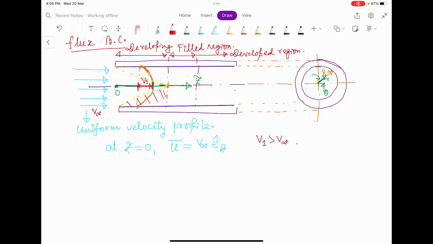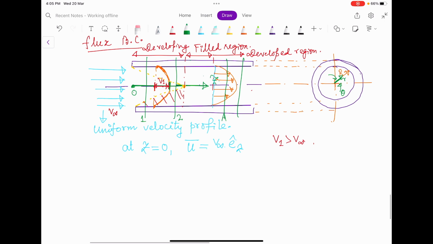And that means at any section, if I take two sections, section 1 and 2, the velocity profiles will be different. The center line or maximum velocity at 2 will be more than the maximum velocity at 1. After this region we will have a parabolic velocity profile, and after this region, at any cross section, be it A or B, it will be the same parabolic profile. So that is when we call the flow fully developed, or hydrodynamically developed, okay.